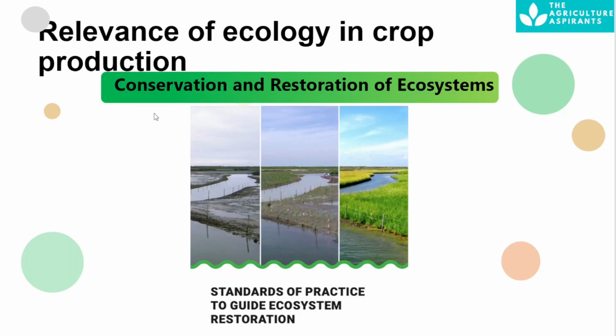Then conservation and restoration of ecosystem. Look at this image. If you have knowledge about the ecosystem, you will use that resource. This is a water resource, and you are managing it judiciously, and now it is converted into this area and is growing in this field. Humans started growing crops, which is important for the economy. So this is all about the relevance of ecology in crop production.